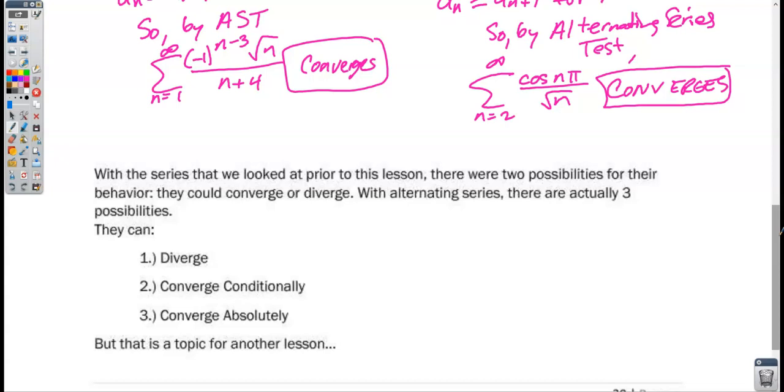So when we use the alternating series test, it sorts it into these 2 groups. It sorts it into diverges, and that it's going to be one of these 2. But we're not ready yet to talk about the difference between converging conditionally and converging absolutely. That's a topic for another lesson. But just know that that's coming. At some point in time, we're going to talk about alternating series and the difference between conditional and absolute convergence. But not today.